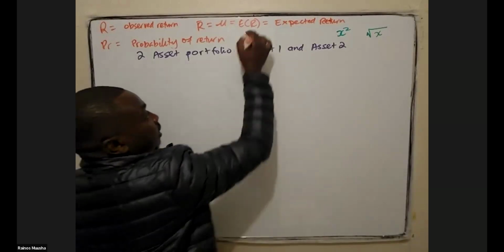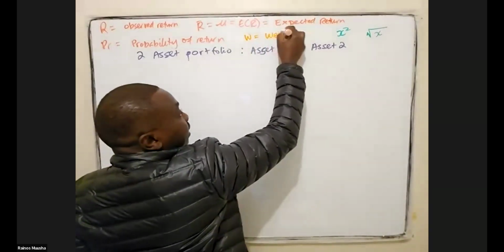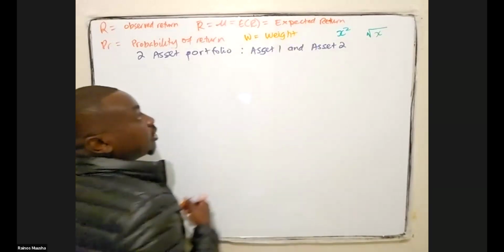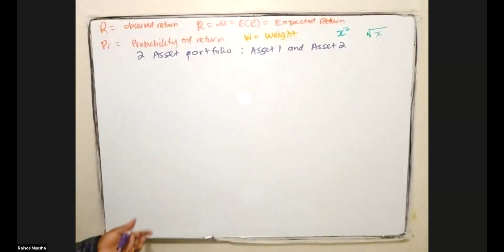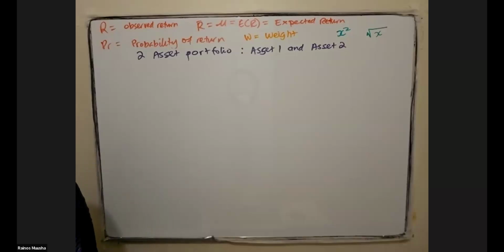Now, W is going to be representing the weight of the investment to the overall portfolio.